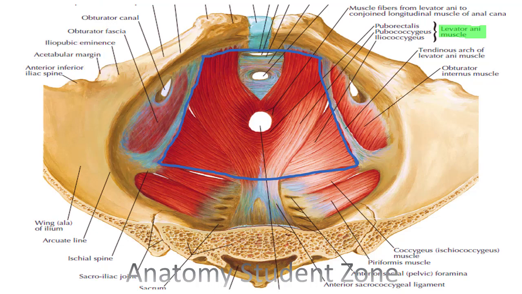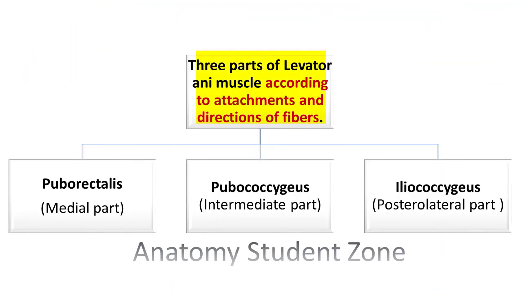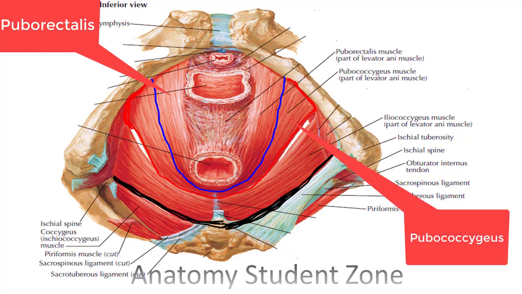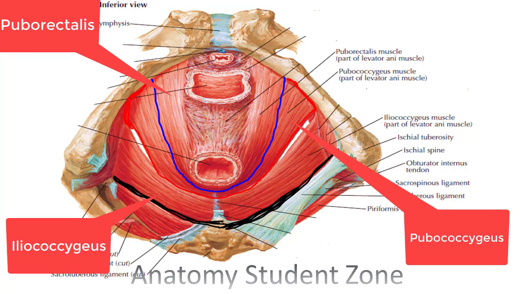This levator ani muscle has three parts, and we name these parts according to attachment and direction of fiber. The first part is the puborectalis, the medial part of levator ani. Another is pubococcygeus, an intermediate part, and the third is iliococcygeus, a posterolateral part. Now we will cover the details of all three parts of levator ani. In this image, all three parts are shown: puborectalis as blue, pubococcygeus as red, and iliococcygeus as black.